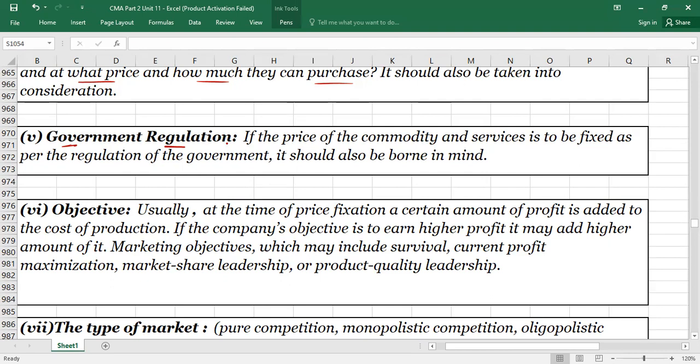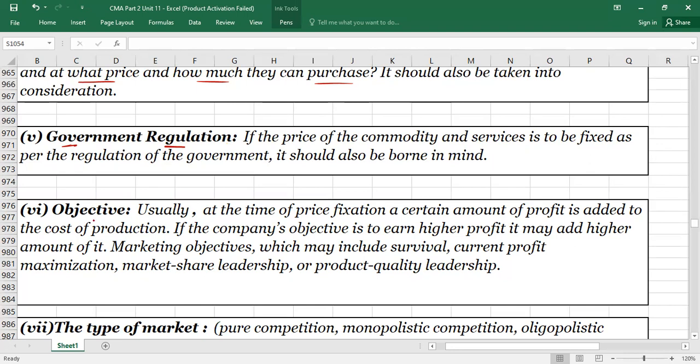So that is why whenever you are setting the price of any product or any service, or any commodity, you should keep in your mind what the price is which is fixed by the government, so you cannot charge more than that, right? So this is what is called government regulation.